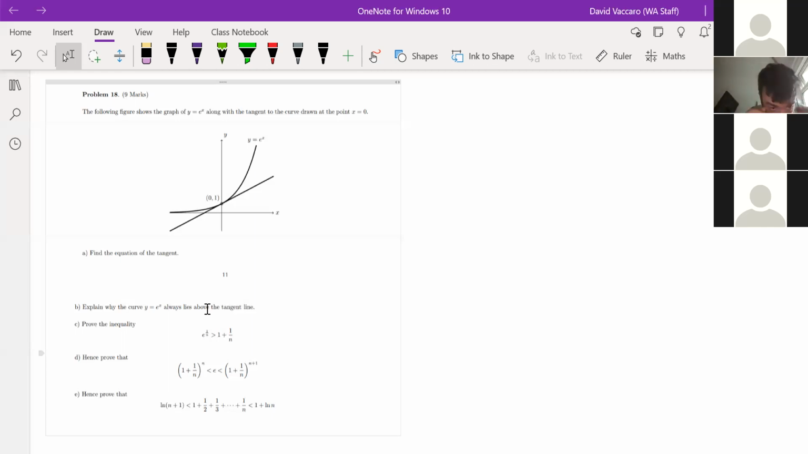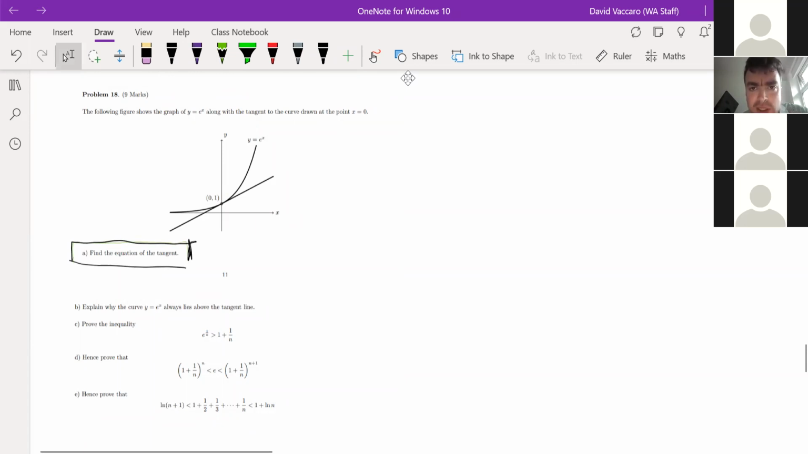Okay, so the following figure shows the graph y equals e to the x, along with a tangent drawn at the point x equals 0. So first question, find the equation of the tangent. Does anyone want to put a suggestion for the equation of the tangent into the chat? Y equals x plus 1. Excellent.